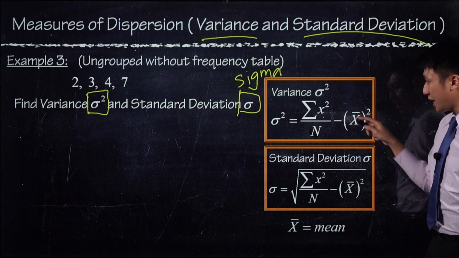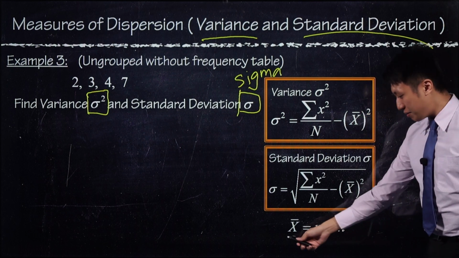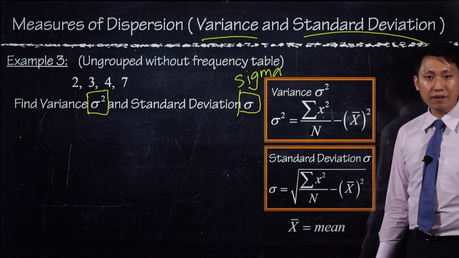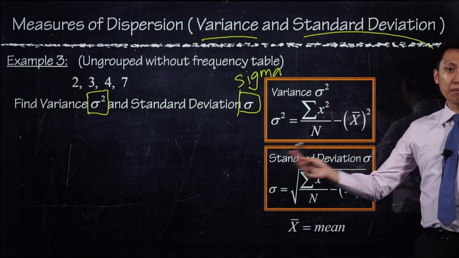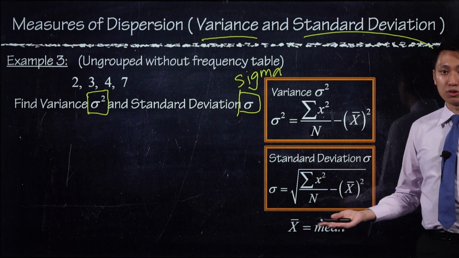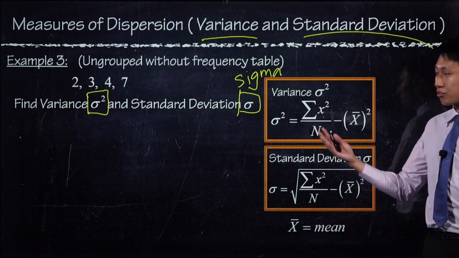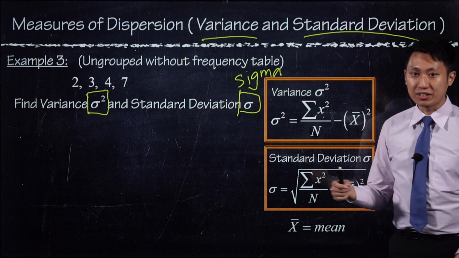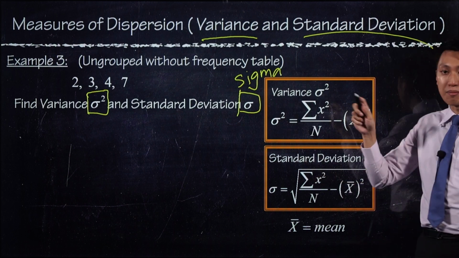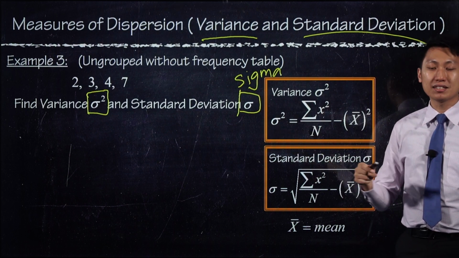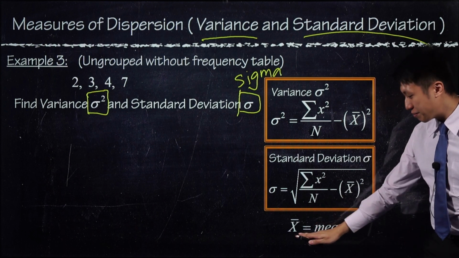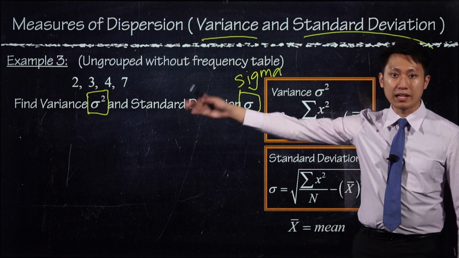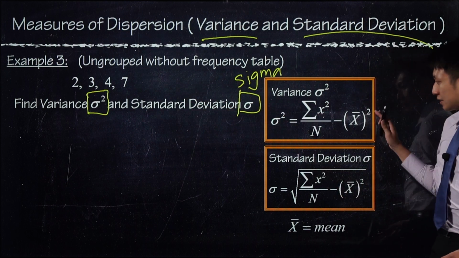Then minus x bar. What is x bar? X bar means mean. How do you find the mean? For ungrouped data, you add them up, then divide by the total frequency. That's it. For ungrouped data with a frequency table, you have to use the summation of fx divided by the summation of f. We will talk about that one later. So now, how do you find the mean? Just add them up and divide by 4. That's a simple one.